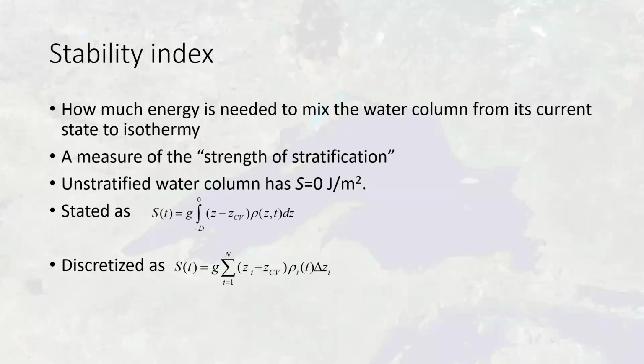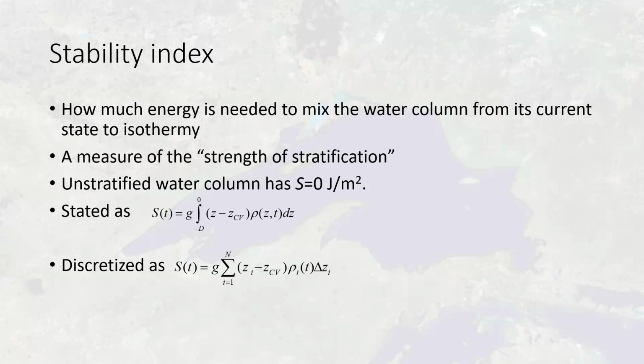You actually have to put energy into the system to do that, and this is a measure of that energy. Don't worry about the details. The point is, the bigger this number, the more stratified, in some sense, the water column is. An unstratified water column has a stability of 0. And that number is never negative.